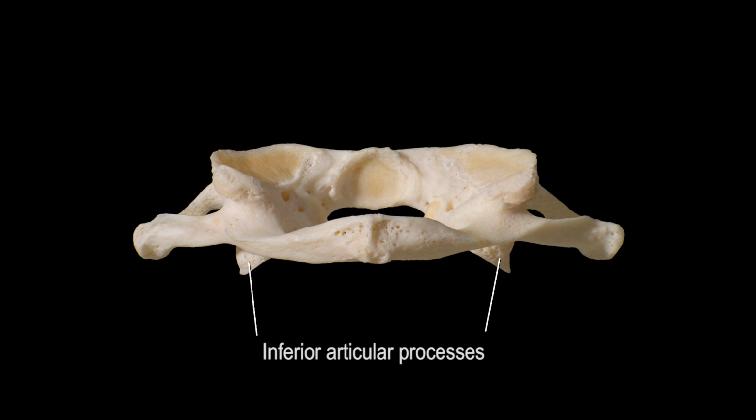And down here, we can see a bit of the inferior articular processes. The inferior articular processes of the atlas articulate with the superior articular processes of the second cervical vertebra, the axis below. So we have two joints between the atlas and the occiput, and we have three joints between the atlas and the axis. So this has been a review of the prominent bony landmarks of the atlas with a posterior view.